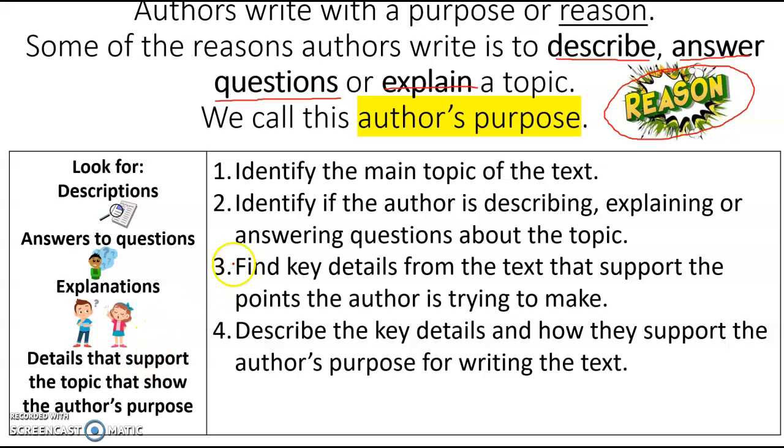So we're going to start by identifying the main topic of the text. What is the text all about? Then we'll identify if the author's describing something to us, explaining something to us, or answering questions about something. After we identify their purpose, we'll find the key details from the text that support the points the author's trying to make. And then last, we'll describe the key details and how they support the author's purpose for writing a text.